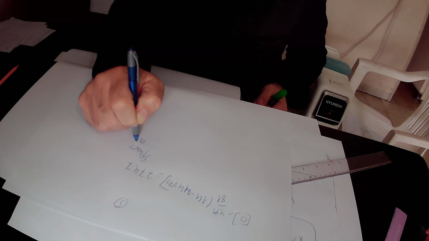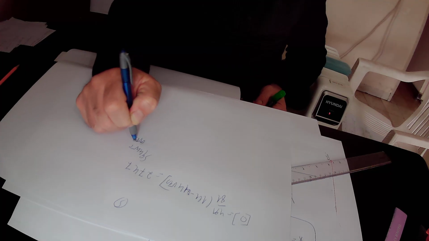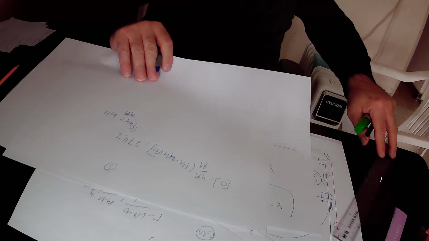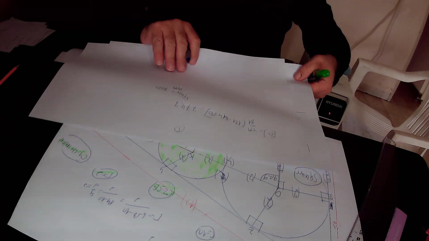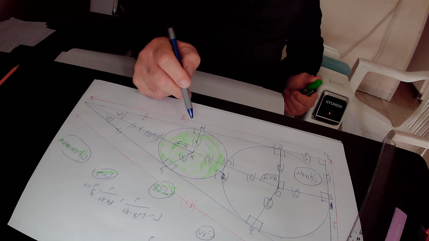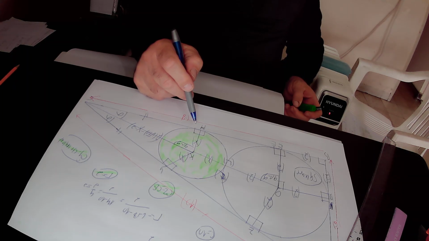Okay, again, we found that the area of this small green circle equals 274.7 square units in size. So we finish with the first question. In the next step, I will present the second question, and we will solve it by using two different methods.